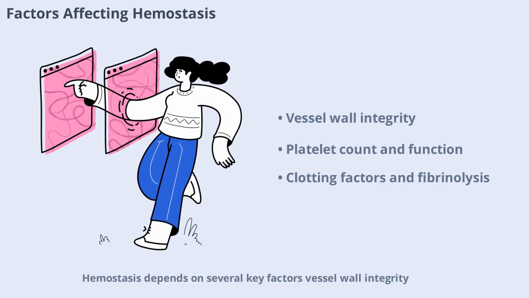Hemostasis depends on several key factors: vessel wall integrity, adequate number of platelets, proper functioning of platelets, adequate levels of clotting factors, and proper function of fibrinolytic pathways. Any deficiency or dysfunction in these components can lead to abnormal bleeding. In oral surgery, ensuring these factors are optimal is essential for preventing and managing hemorrhage. Preoperative assessment should include evaluation of platelet count, clotting factor levels, and overall vascular health to minimize risks.